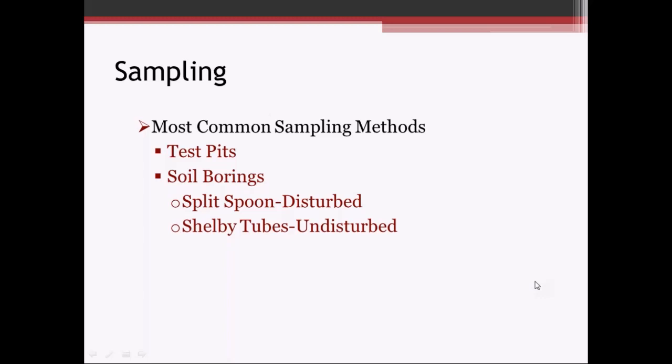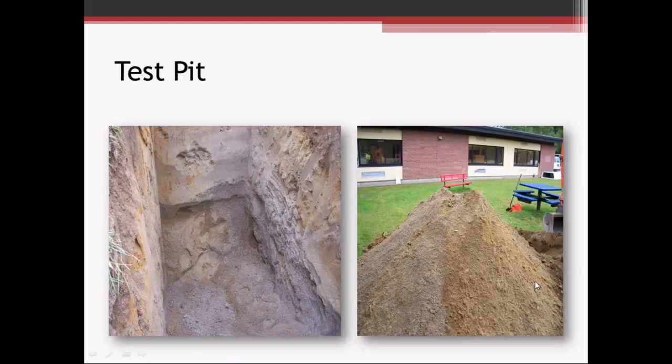Split spoon samples are considered a disturbed sample because we're driving the sampler into the ground with a 140-pound drop hammer. Whereas the Shelby Tube samples are considered undisturbed because they're pushed slowly into the ground. However, once a sample is removed from its in situ condition, there will be some associated disturbance with the sample.